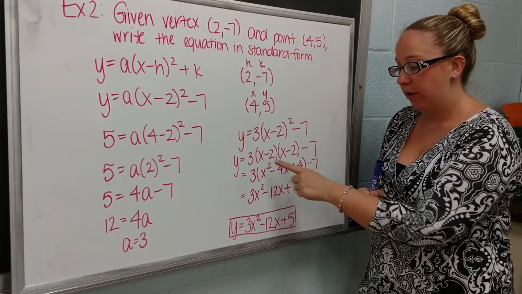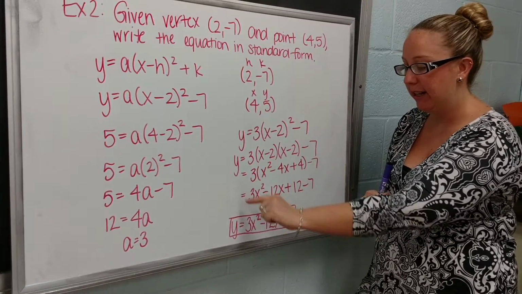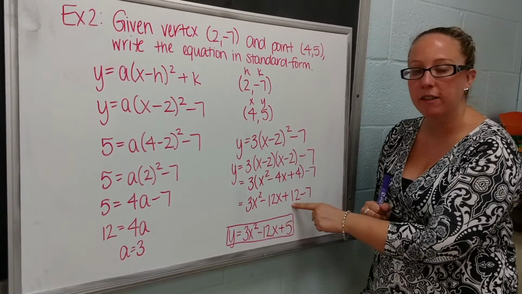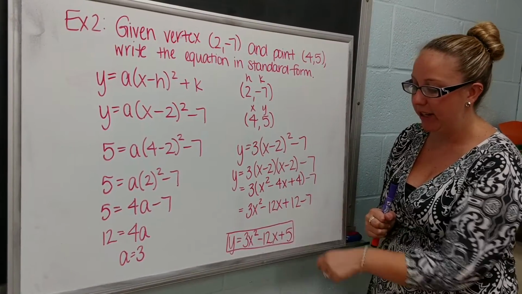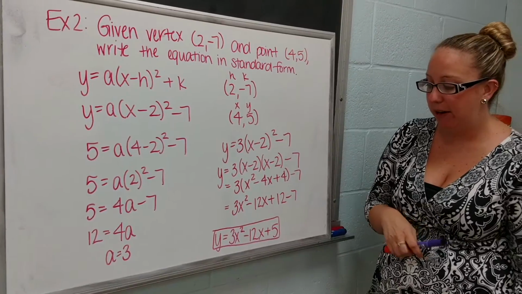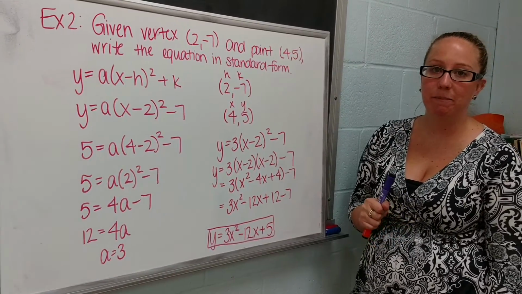Then you want to distribute the 3. And then when you get to 3x squared minus 12x plus 12, you want to subtract 7. Or you want to combine like terms. So it's 12 minus 7 to get y equals 3x squared minus 12x plus 5. And from here, you can graph it and start all over again.